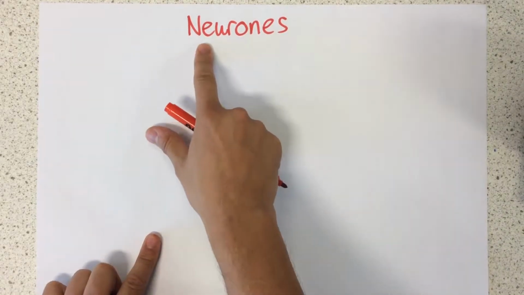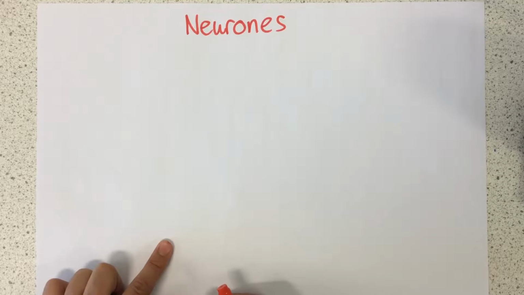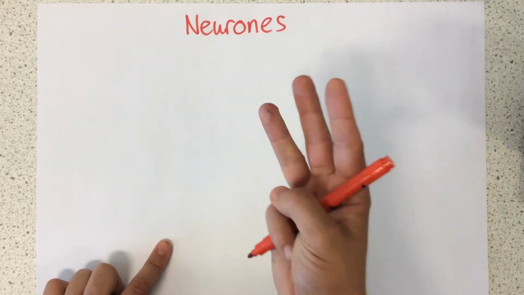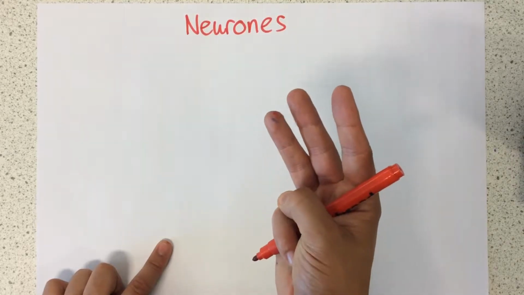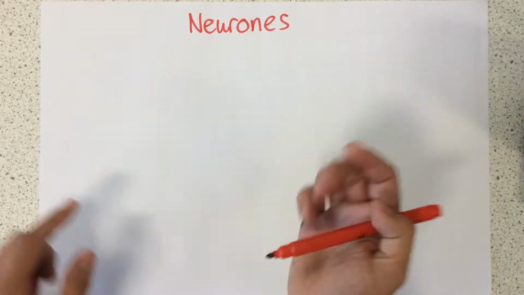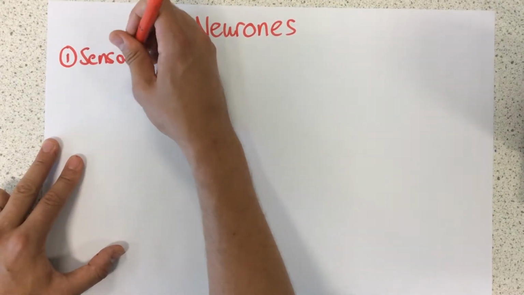Okay, today I'm going to talk to you about neurons. Now, neurons are just a type of specialised cell within the nervous system that allow transmission of electrical signals. There's three types of neuron we're going to learn about that all have different structures: sensory neurons, motor neurons, and relay neurons. So we're going to start off with sensory neurons.